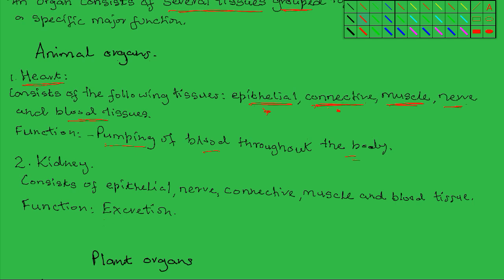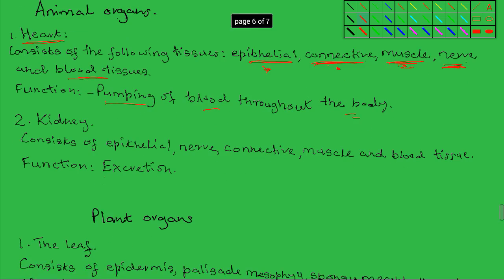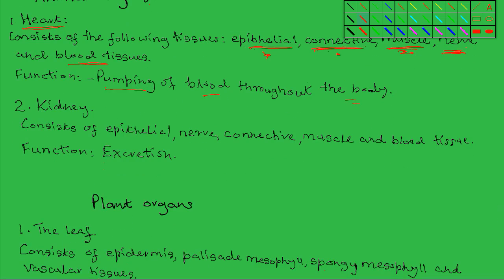And it is these nerve impulses that control the rate of contraction of the muscles and determine how much or to what extent the pumping will take place. That is depending on the impulses that are carried by the nerve tissue. Then of course the blood tissue is a circulating fluid that is pumped out of the heart to the rest of the body. So all these work together to enable the heart to function as a unit, making it the organ. Then another example of an animal organ is the kidney.